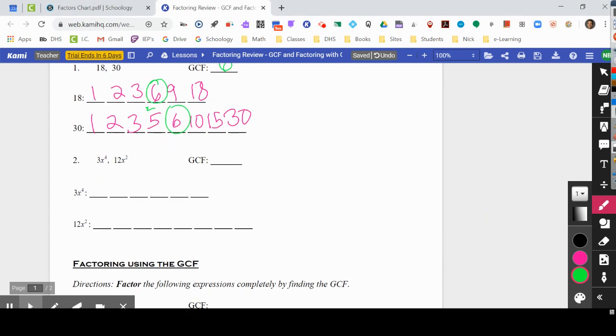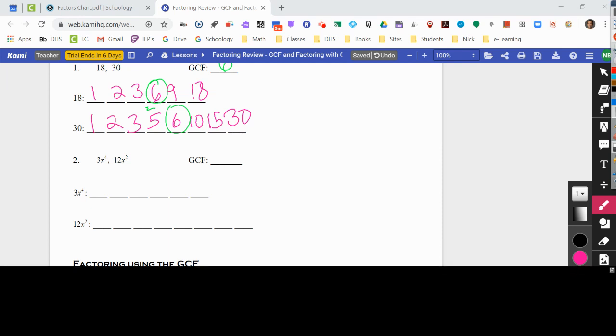In example 2, again, we're just asked to find the GCF on these first 2 examples. So in example 2, we have 3x to the 4th and 12x squared. Those are my 2 terms that I need to find the greatest common factor of. 3x to the 4th, again, means I have 4 x's, so list out those 4 x's.